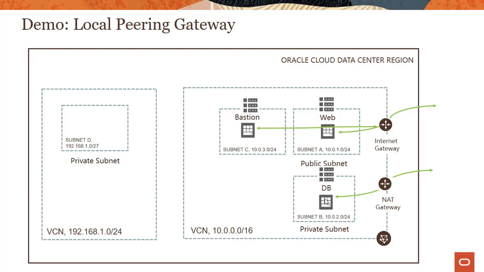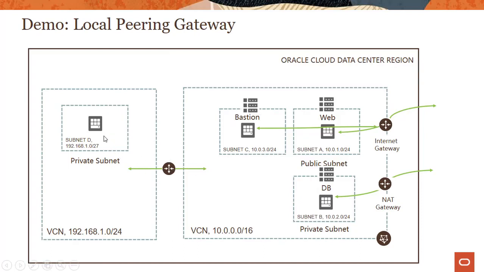For this demo, what we are going to do is, in the same region, we are going to create another VCN and a private subnet, because I really don't need a public one here. And we are going to create an instance within the private subnet, and then we are going to create a local peering gateway, so we can pair these two networks.